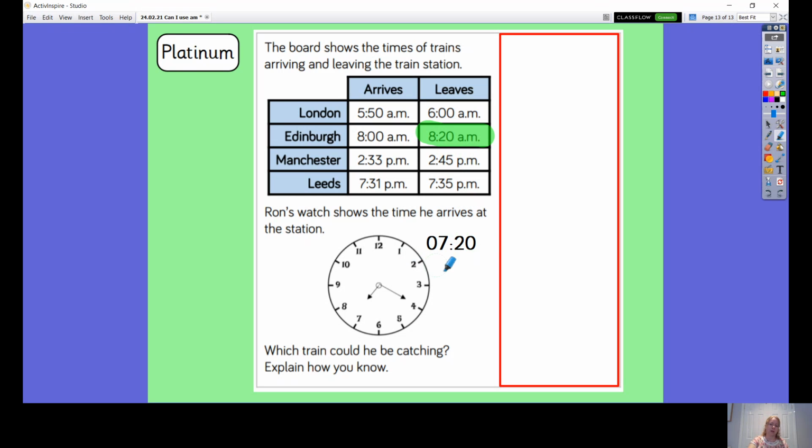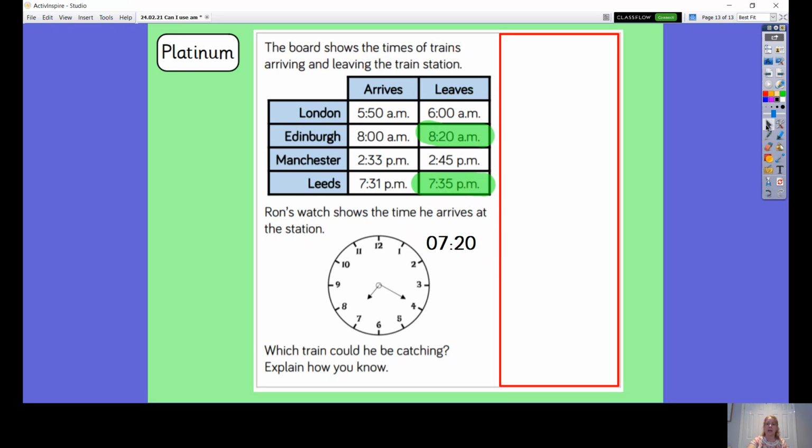If this is a PM time though, if this is 7:20 PM that he arrives, he might be getting on that 7:35 train, mightn't he? He could get on that one. Maybe he got there at 7:20 and he's getting on the 7:35 train. That would make sense, wouldn't it? He'd be just in time for that one. That would be really good timing.